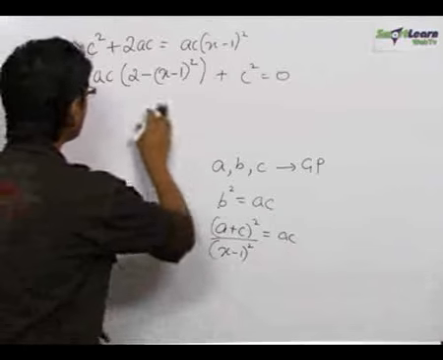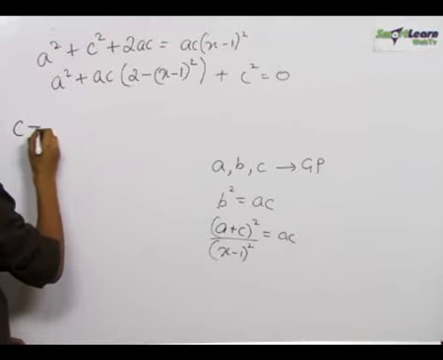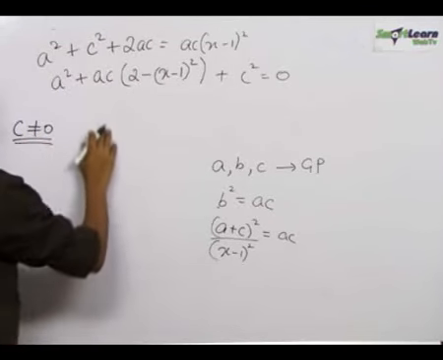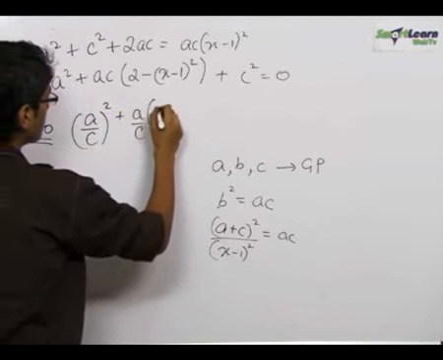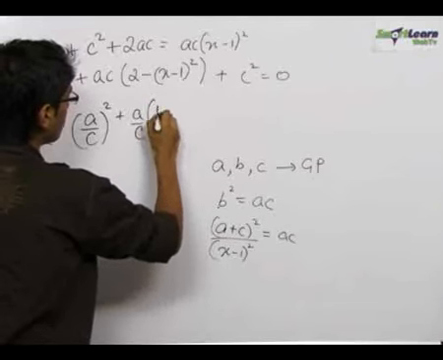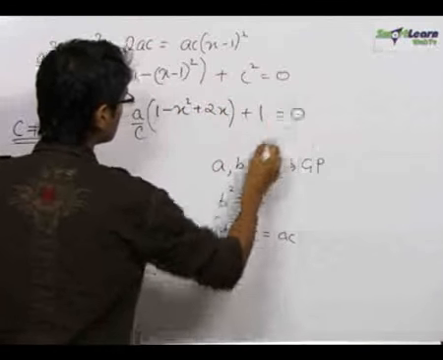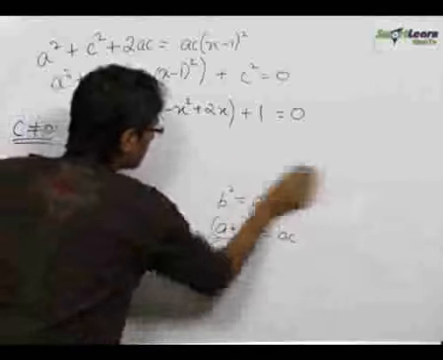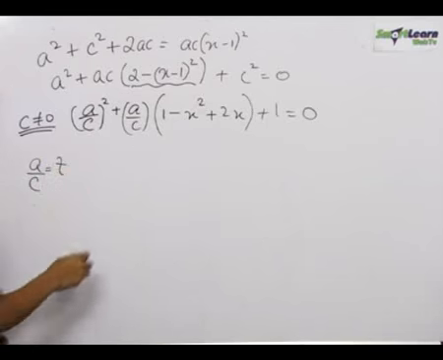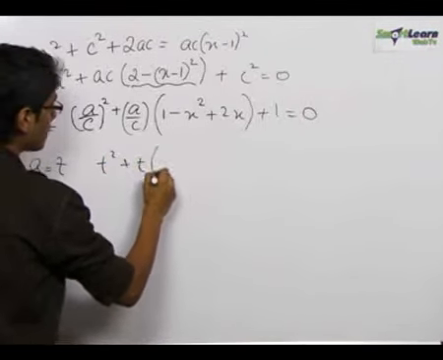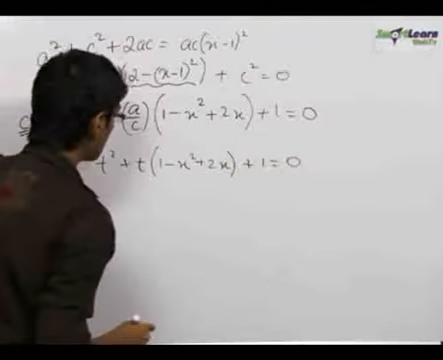Now dividing the whole equation by c square, as c is not equal to 0, we get a by c whole square plus a by c times, this can be written as 1 minus x square plus 2x plus 1 equals 0. Now very clearly this is a quadratic in a upon c, so putting a by c equals t, we get t square plus t times 1 minus x square plus 2x plus 1 equals 0.